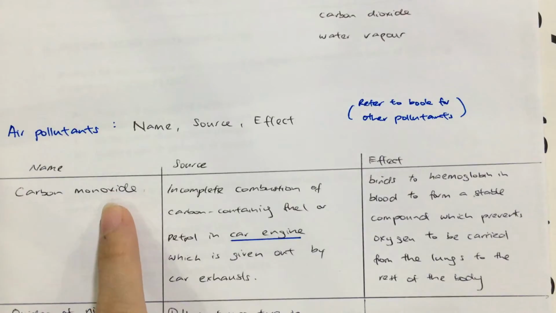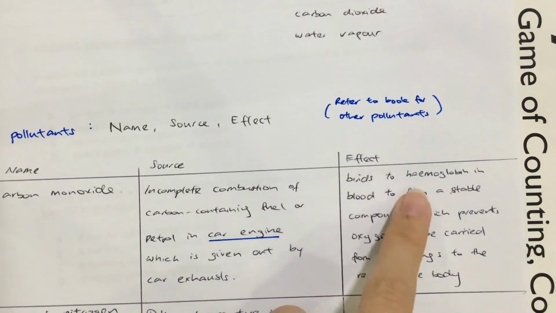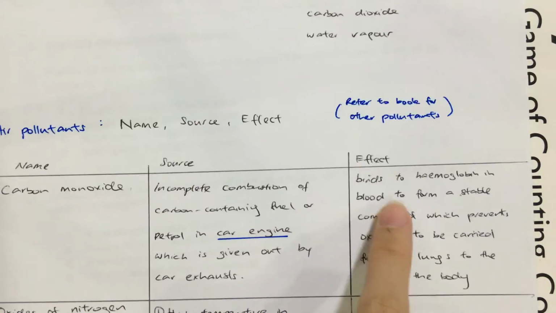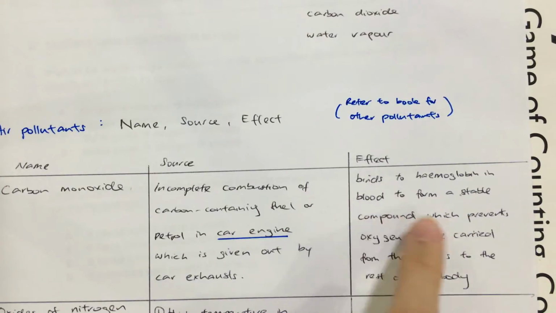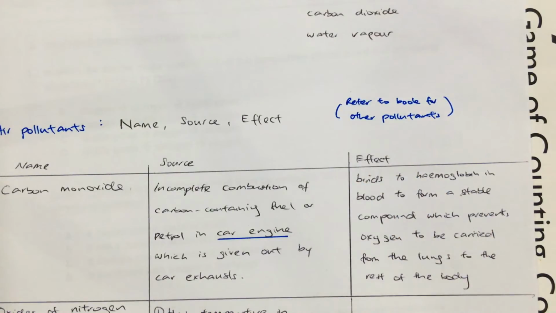And what is the effect of this carbon monoxide? Why is it poisonous? It's because it binds to hemoglobin, which is in your red blood cell, in blood, and it forms a stable compound. So once the stable compound is formed, it prevents the oxygen from being carried from your lungs to the rest of the body, which is why eventually it causes death. So you need to be able to explain the effect clearly.